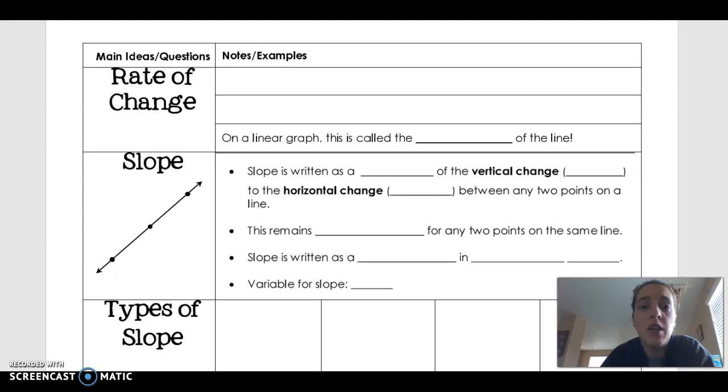Hi guys, in this lesson we're going to be really looking at slope and some other ways we can find slope, and just other words that mean the same thing as slope. So first we want to start with rate of change. And what is a rate of change?